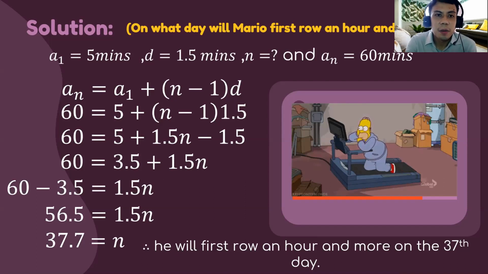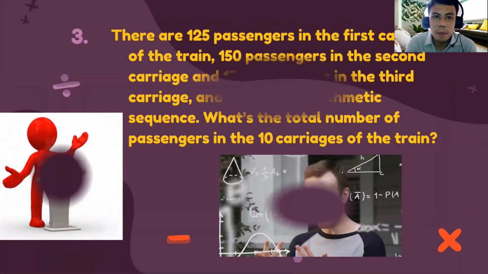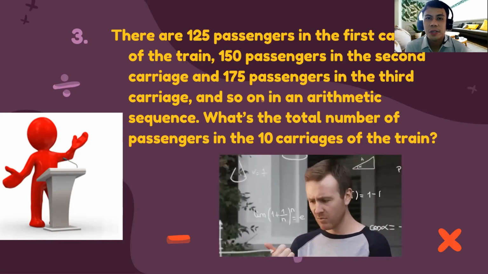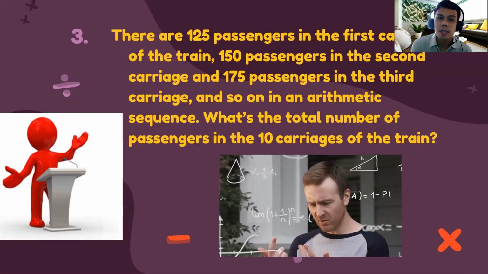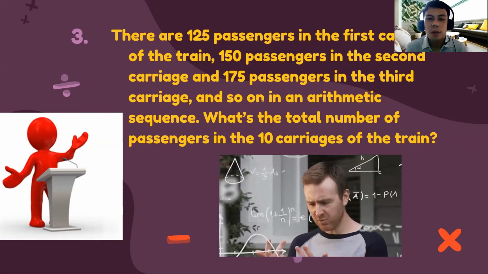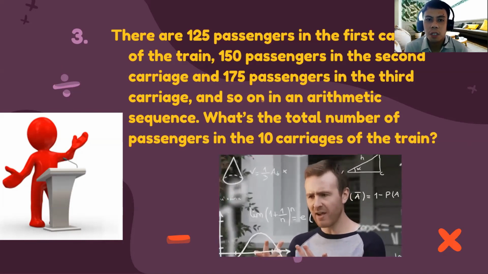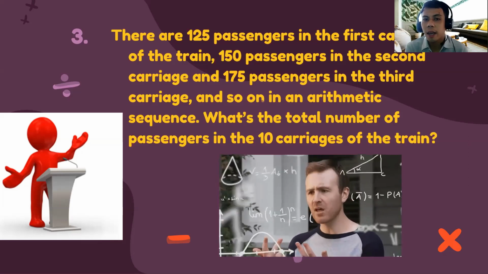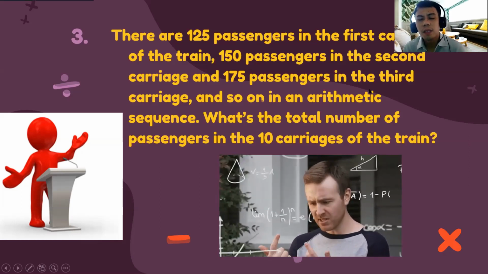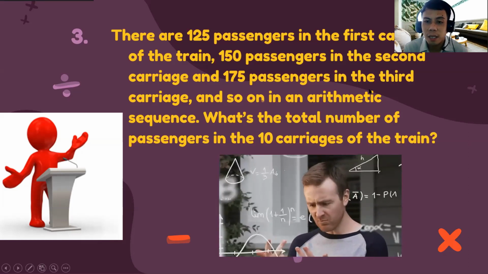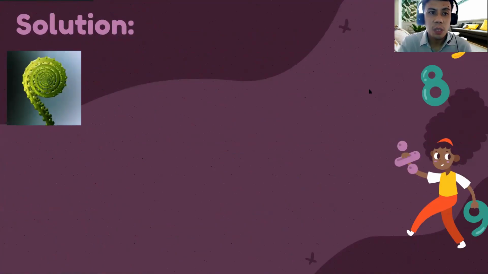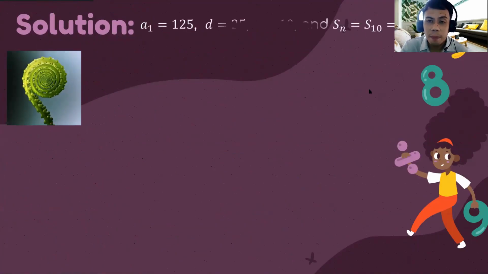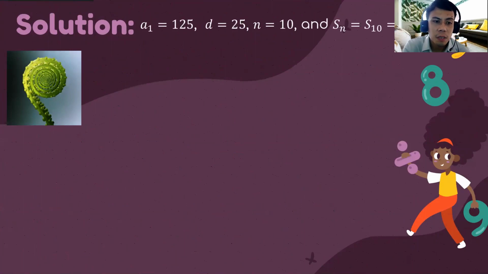Okay, so now let's go to the last problem. There are 125 passengers in the first carriage of the train, 150 passengers in the second carriage, and 175 passengers in the third carriage, and so on in an arithmetic sequence. What's the total number of passengers in the 10 carriages of the train? This question refers to the series, so we can apply the formula of the series. So here's the solution.